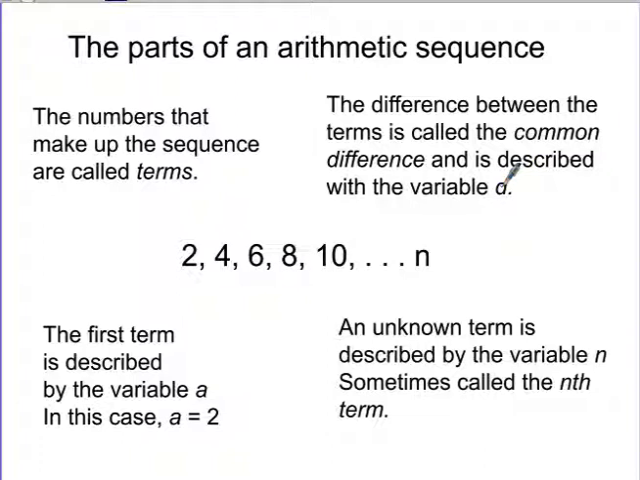The difference between the terms is called the common difference. It is described with the variable d. So for all the sequences, d will mean the difference from one term to the next. In this case, for this sequence, what is the difference? Plus 2. It's a positive 2. So on this one, d would equal 2.